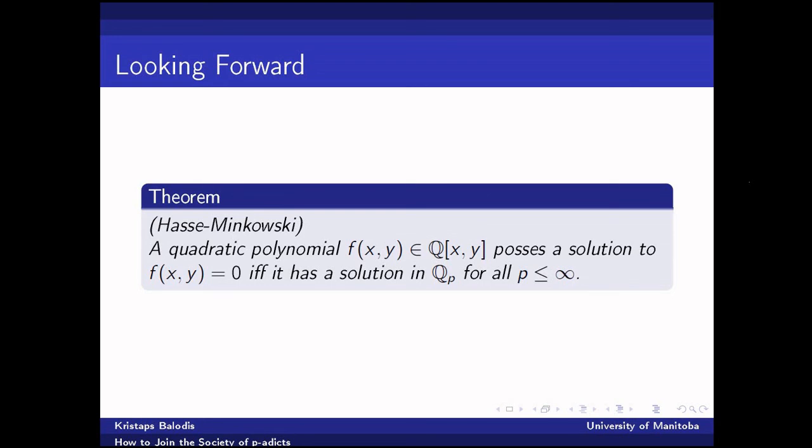So just to tie things up, I'll talk a little bit about where we can go from here in terms of p-adic numbers. One really interesting theorem is the Hasse-Minkowski theorem, and this says that given any quadratic polynomial with rational coefficients, it's going to have a solution to that polynomial being set equal to 0 if and only if it has a solution in each of the p-adic numbers for a finite prime, and a solution in the real numbers.